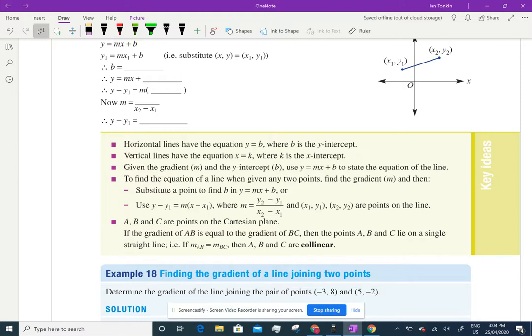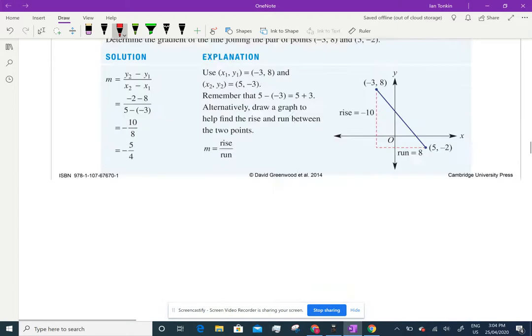But there are two formulas here that I haven't shown you. This one here, which is the point-gradient form, we're going to do a bit later. And this one here, which is the gradient formula. Now it looks a little bit complicated. It's got y2s and y1s and x2s and x1s, but don't worry, I'm going to show you where it all comes from. And we're going to do some questions with it. Once you see where it comes from, it actually is pretty easy.